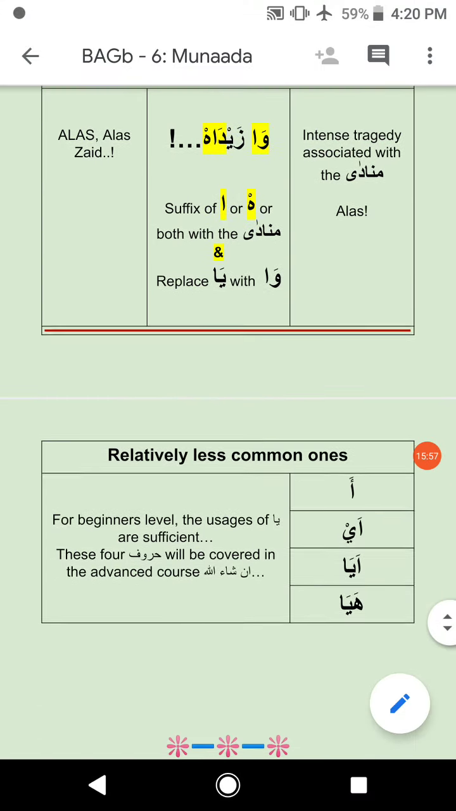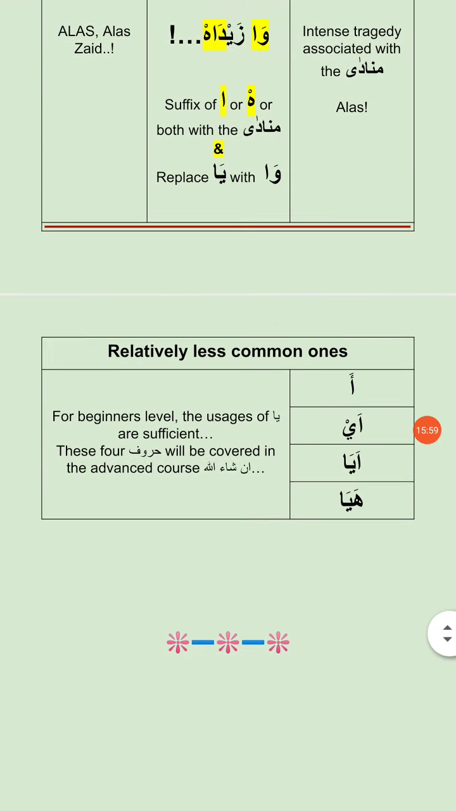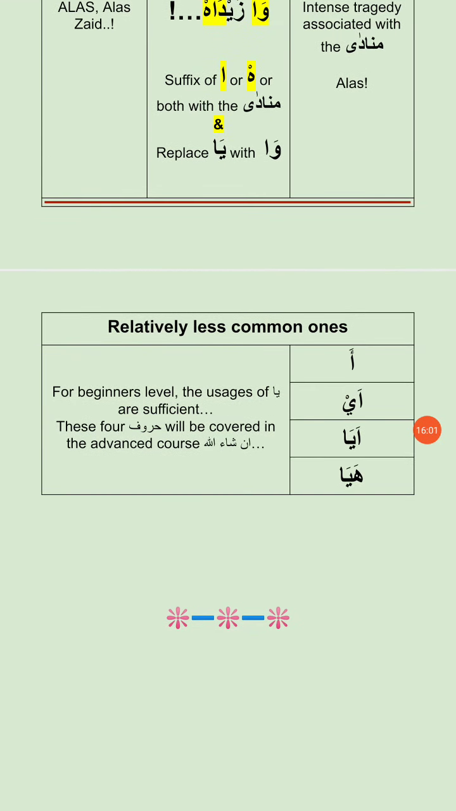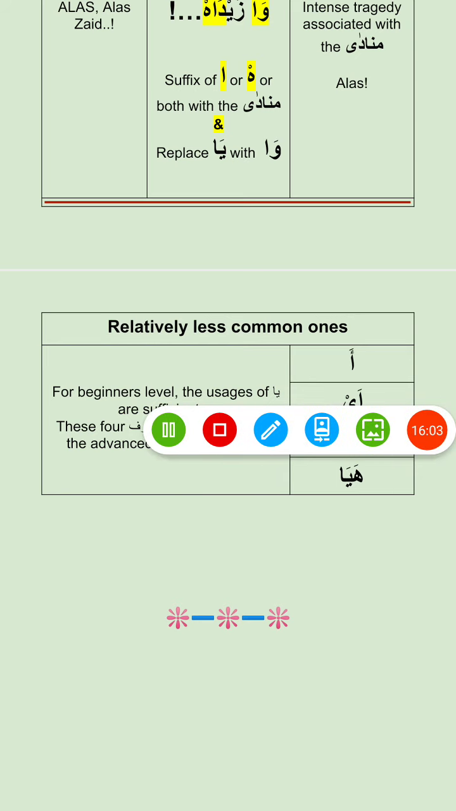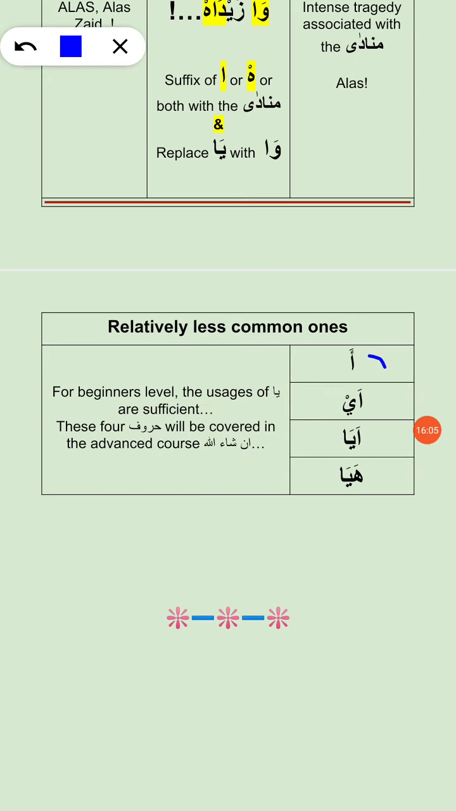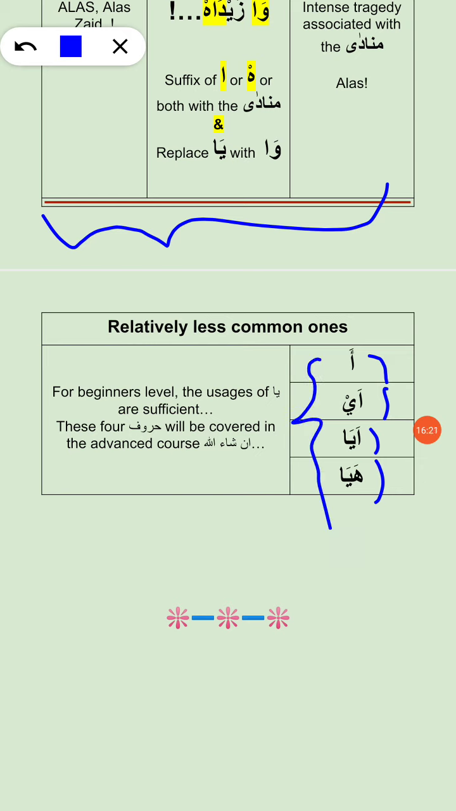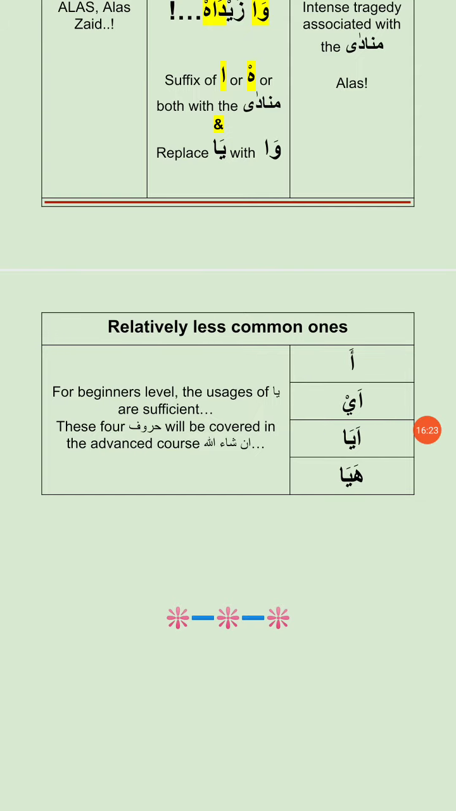All right, and we are done with our common ones. The relatively less common ones are the ones that are listed here. We've got Hamza, we have got Aya, Haya. All right, now for the beginners level, I would urge you to focus on the ones that we have studied here, okay? And inshallah, later on, when we begin our advanced course, we will cover these, okay? But study the common ones right now.